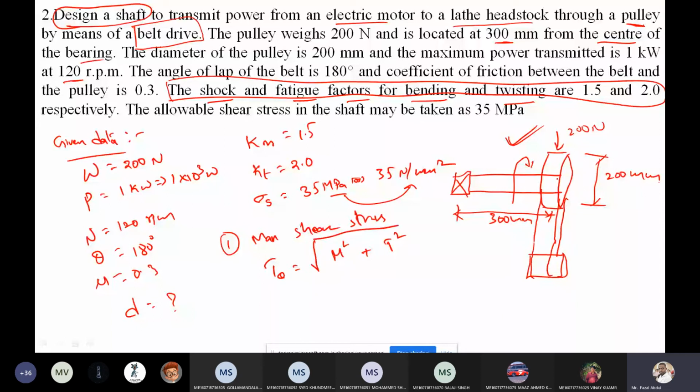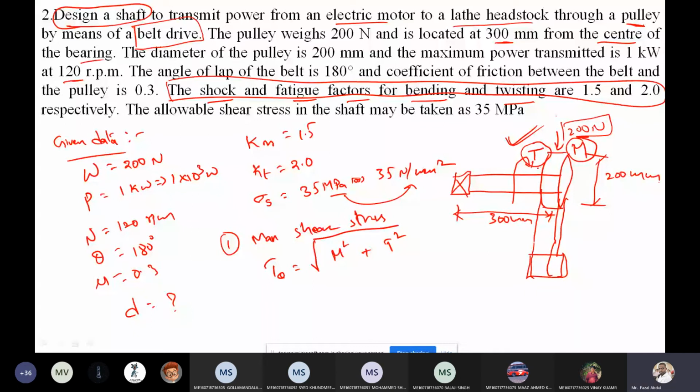See here, the shaft is coming out from the electric motor, transmitting the power. So while it is transmitting the power, it is subjected to the capital T, torque. And at the end of the shaft, it is subjected to the pulley. Because the pulley has some weight, 200 newtons, the shaft is subjected to the bending moment. See here, T is appearing, bending moment is appearing. So this problem is subjected to the combination of torque and bending moment.